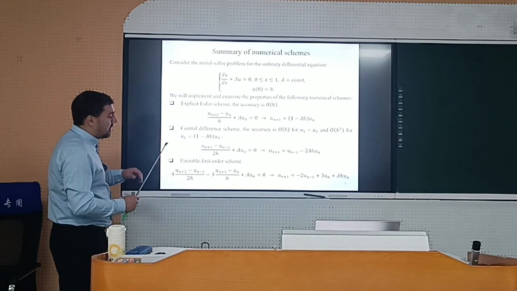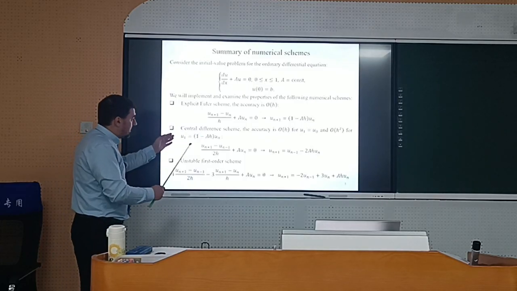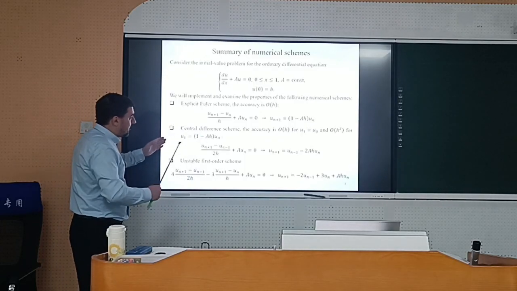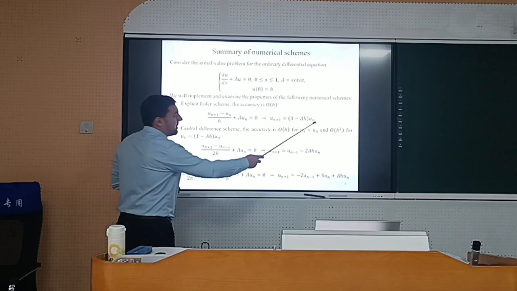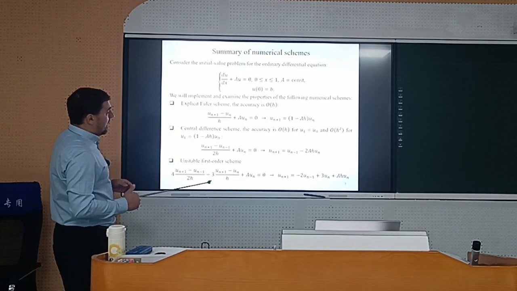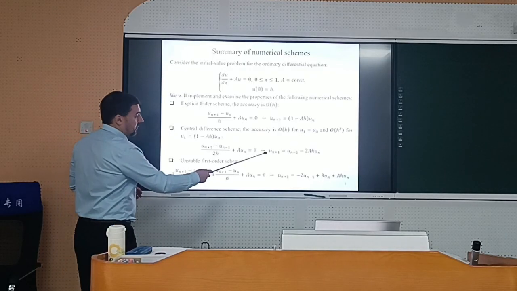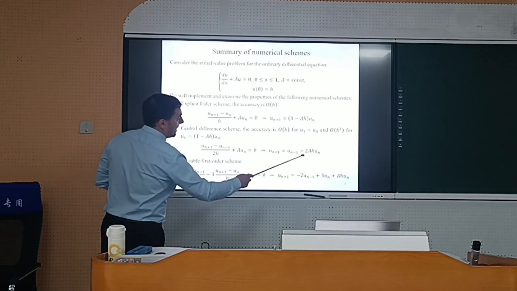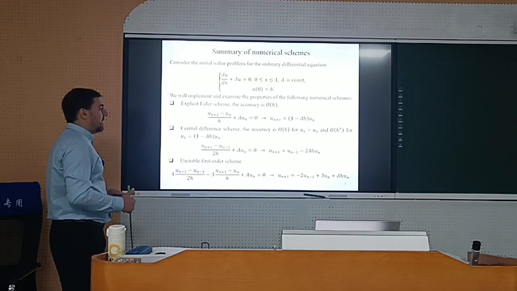We also proved theoretically that if you choose u1 like this one, the accuracy of the numerical method will be big O of h squared. And this is how u(n+1) can be expressed via un and u(n-1).